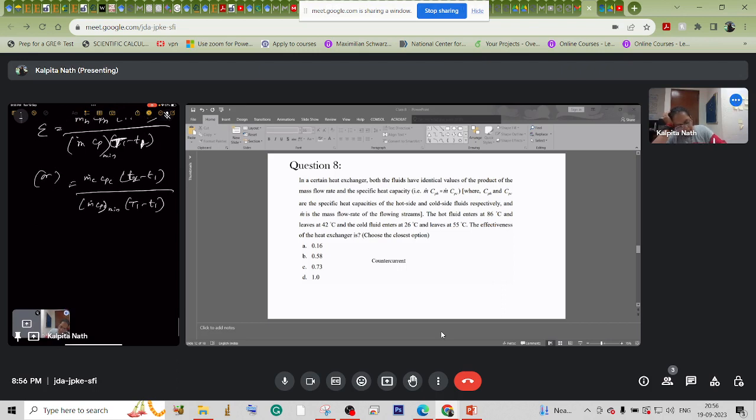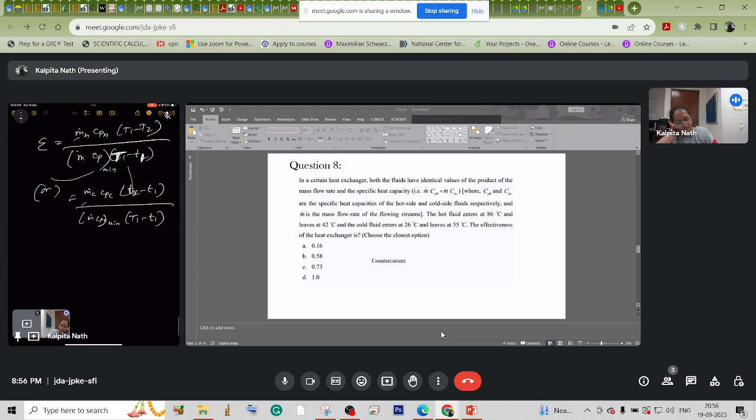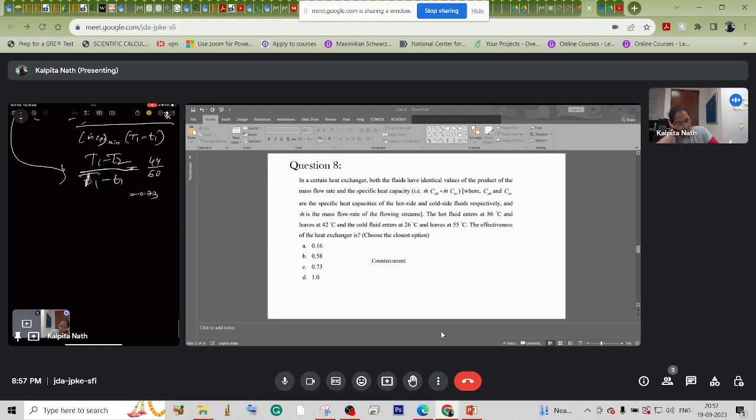Now these are equal, mh dot cp and mc dot cp, and this is the minimum. Let us suppose if h has the minimum value, or both of them are the same, right? So this will cancel out. Then T1 minus T2 upon T1 minus T1, that is 44 minus 60, is equal to 0.73. This is option C.